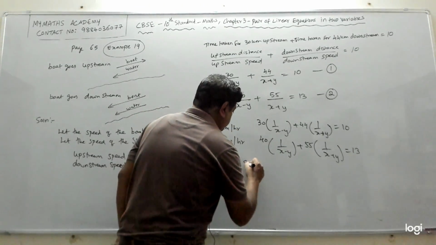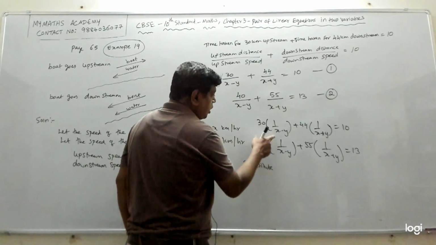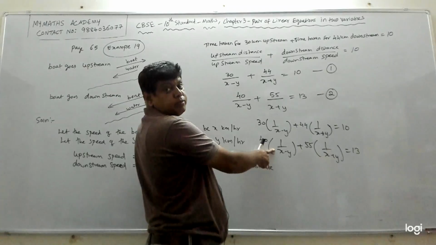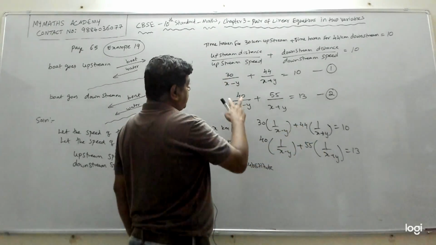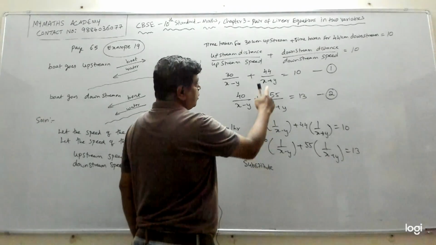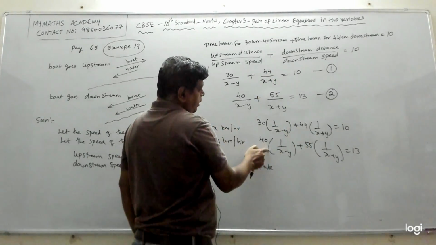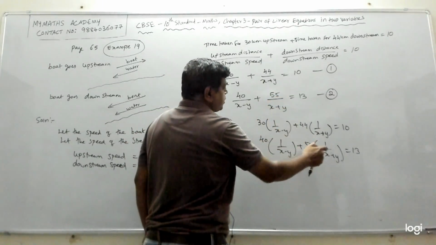Now we will make a substitution. What substitution should we make? We should make sure both are equal here and here also. If it is 1 by x minus y here, it should be 1 by x minus y there too. If it is 1 by x plus y here, it should be 1 by x plus y there too. With the same 30 by x minus y, you can write it like this. 44 by x plus y, I can write it like this. 40 by x minus y, you can write it as 40 into 1 by x minus y. And this is 55 into 1 by x plus y.